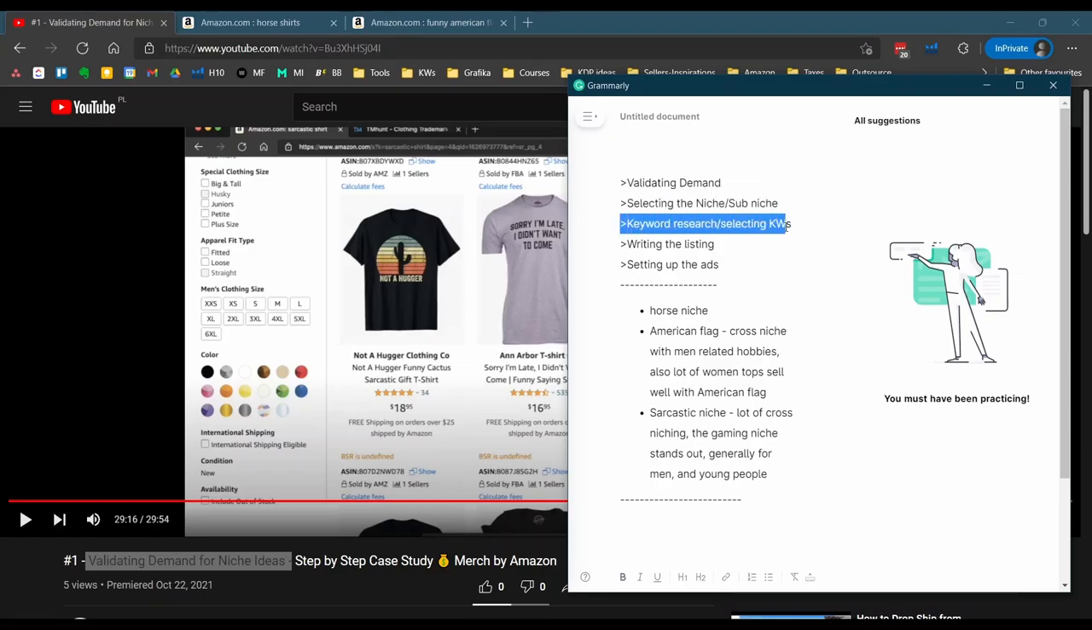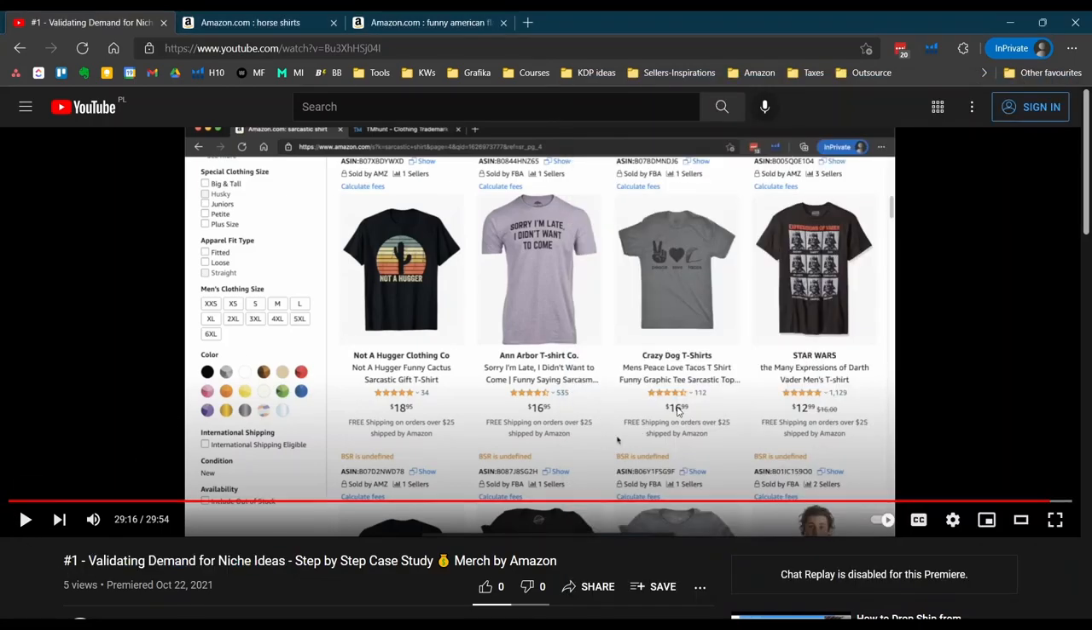Then we'll do keyword research. Then we will write the listing using those keywords. And the next step will be setting up ads for this listing using the keywords that we have selected before.